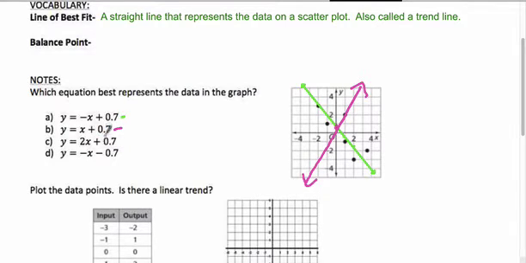We can also go ahead and skip this one because it also has a positive slope. And since we have a negative correlation, a line with a positive slope is not going to be the line of best fit.